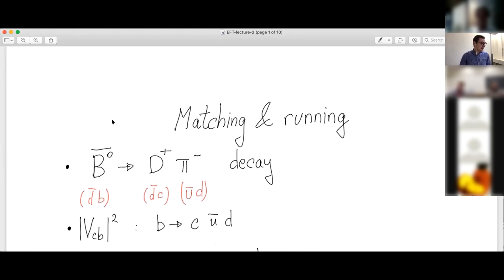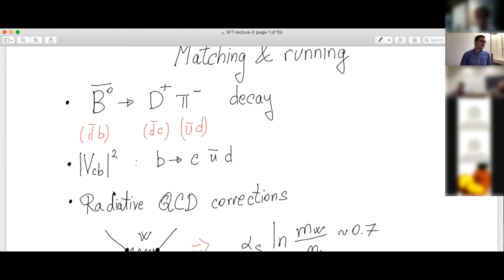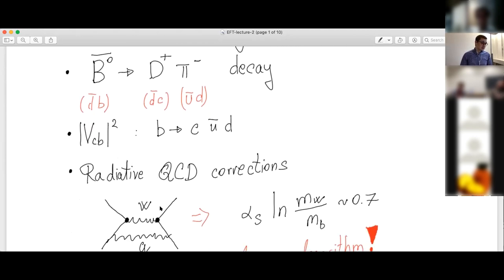It's interesting because it's related to the CKM element VCB, and the underlying quark level transition is a B quark going to a charm quark, up and down. So we are after this transition at the quark level, and we will here consider only the perturbative part of the calculation, which comes from short distances, hence from high energies, including the leading QCD corrections, which will turn out to be very important.